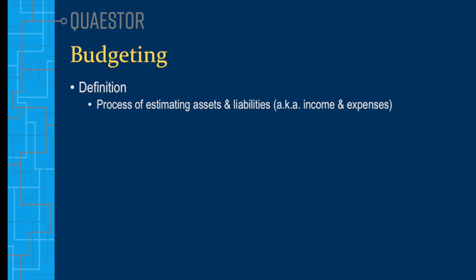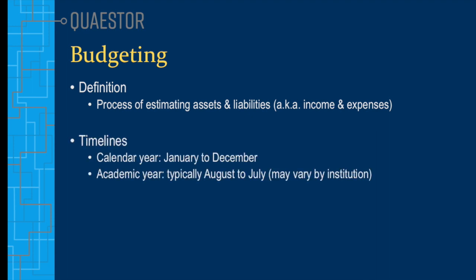Budgeting is the process of estimating itemized assets and liabilities, commonly referred to as income and expenses, respectively. These estimates are made for a given period of time, typically 1 year. If your chapter operates on a calendar year, your budget will begin in January and end in December. If your budget is based on an academic year, it will begin at the start of the school year and end at the conclusion of the school year. The budget serves as a plan for your operations based on your estimates.